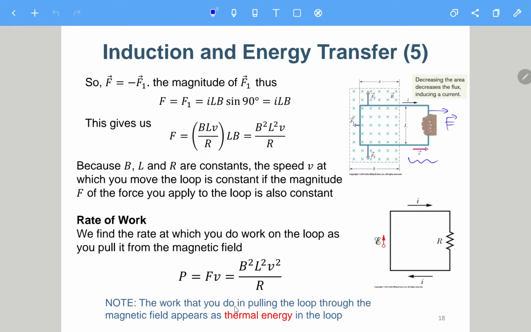And it mentioned that the work that you do pulling the loop through the magnetic field appears as thermal energy in the loop, because it's just consumed by the resistance. If it is consumed by the resistance, it will generate heat in this procedure. So when you try to pull this loop out of the B field, you feel that there is another force dragging the loop back, and you will also find that there will be some heat generated.